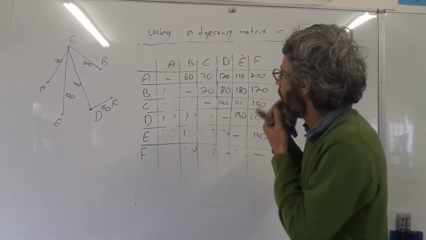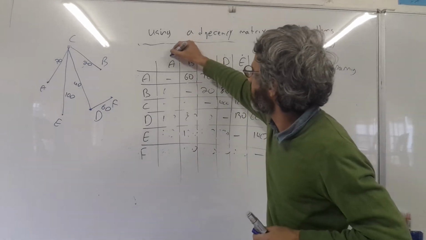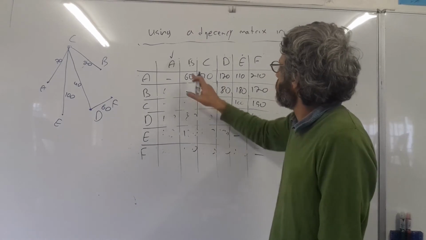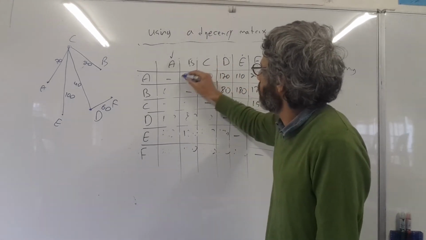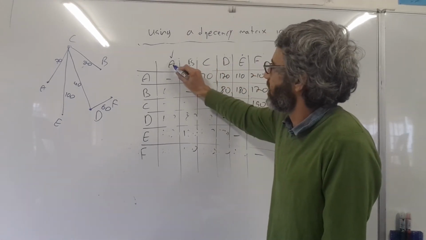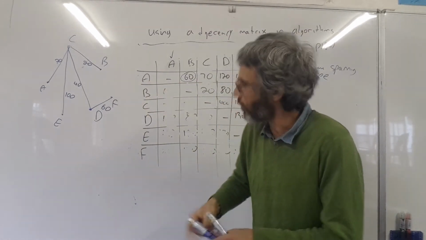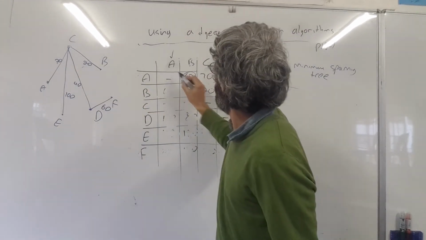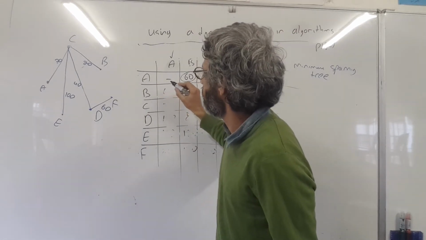So which one shall we start with? Let's start with A, okay? So I'm going to tick A because now it's part of the tree. We're going to look for which edge is the smallest. Well, that's going to be 60. I'm going to draw it here. I'm going to start from A, and I've connected A to B, okay?